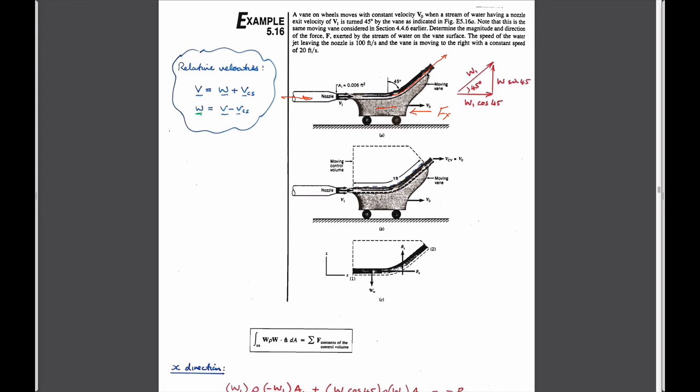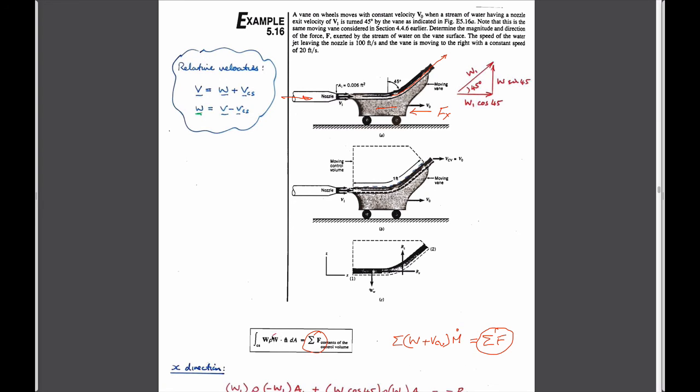And so those are the two cases we can look at. And you'll see that we use basically this expression down the bottom, which is basically W plus V CV, m dot equals sum of forces. Sum of forces is here. We're only interested in doing it in one direction.